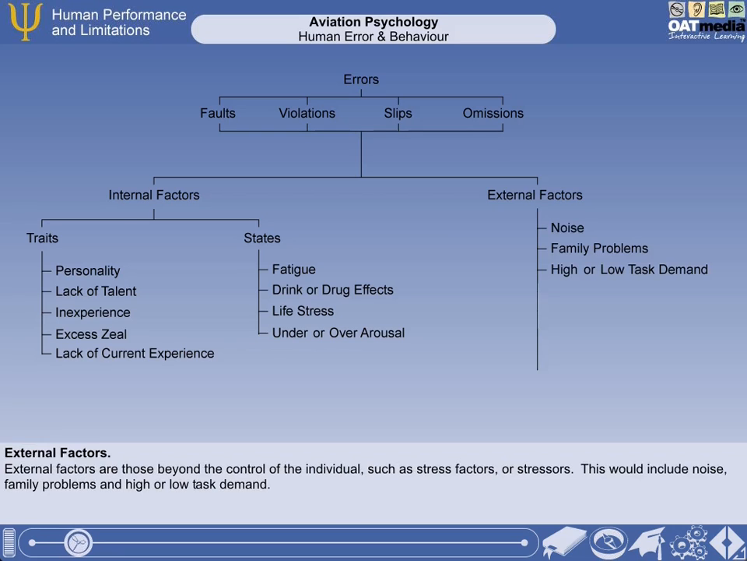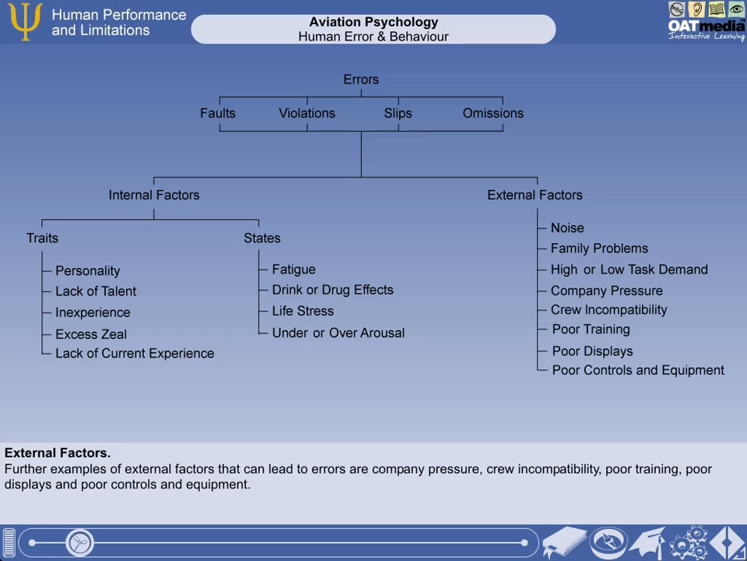External factors are those beyond the control of the individual, such as stress factors or stressors. This would include noise, family problems, and high or low task demand. Further examples of external factors that can lead to errors are company pressure, crew incompatibility, poor training, poor displays, and poor controls and equipment.